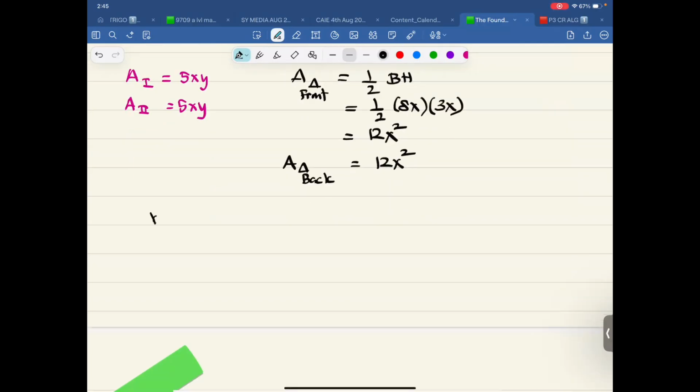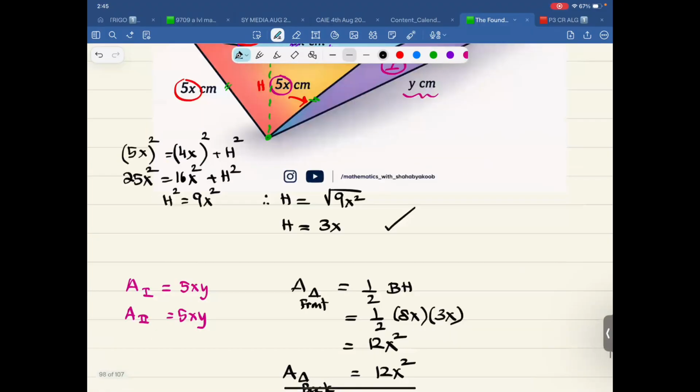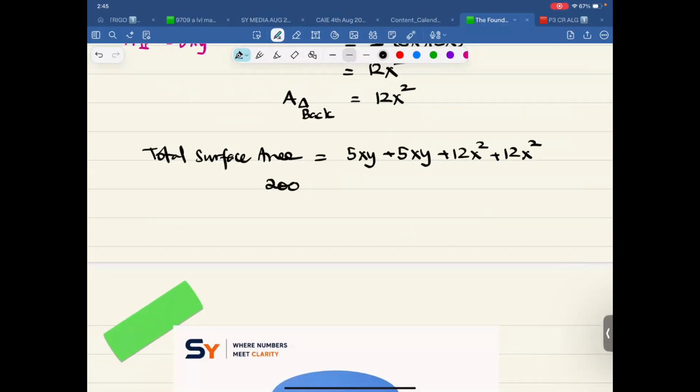That is also 12x square. So therefore, the total surface area is equal to 5xy plus 5xy plus 12x square plus 12x square. How much is the total surface area? That is equal to 200. So 200 is equal to 10xy plus 24x square. Let's divide by 2. That is 100 is equal to 5xy plus 24x square.